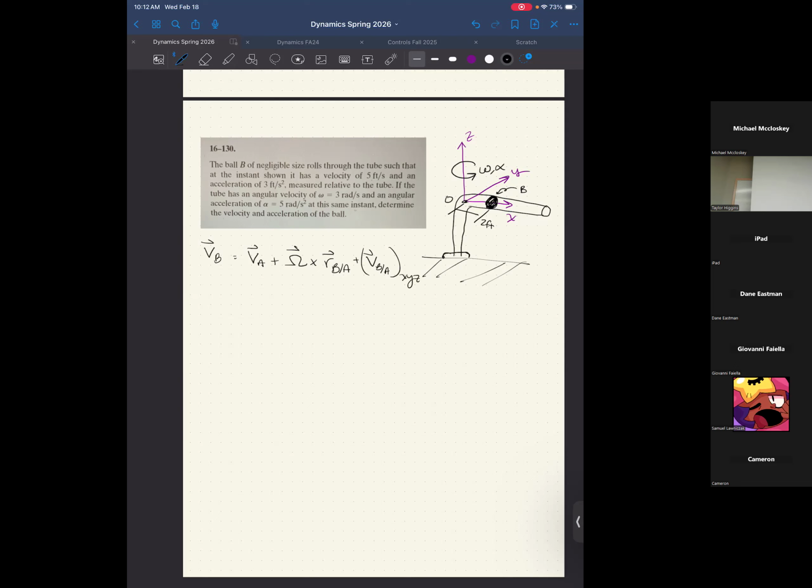And then also that acceleration of B equals acceleration of A plus omega dot cross R B slash A plus omega cross omega cross R B slash A plus 2 omega cross V B slash A XYZ.